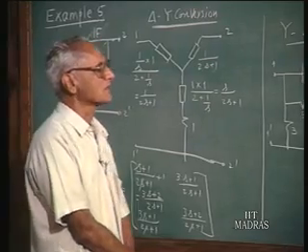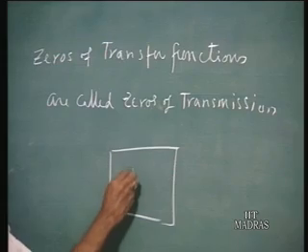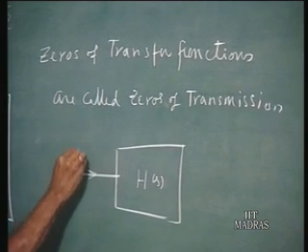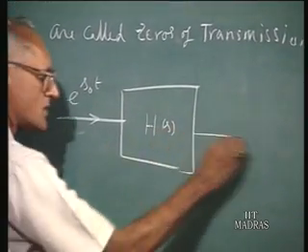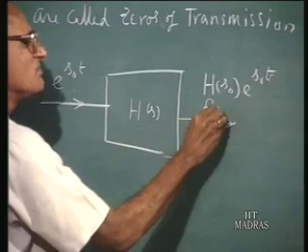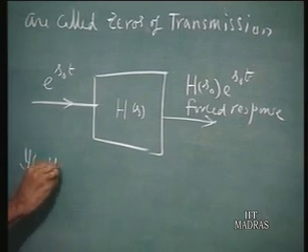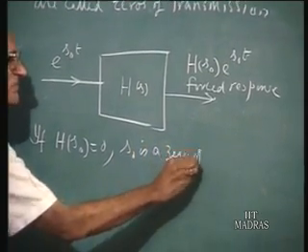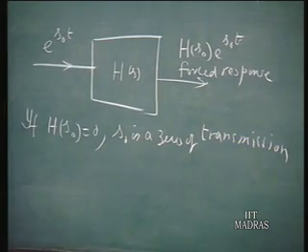And the zeros of transmission are inherent for a particular network. So if you are having a system function H(s), a generalized system function, a general transfer function, if you apply an exponential input signal e to the power s naught t, and the forced response of that is of course H(s naught) times e to the power of s naught t, then if H(s naught) is 0, then s naught is said to be a zero of transmission.